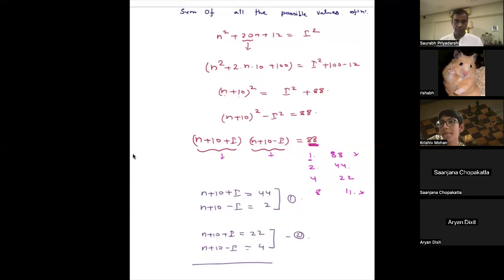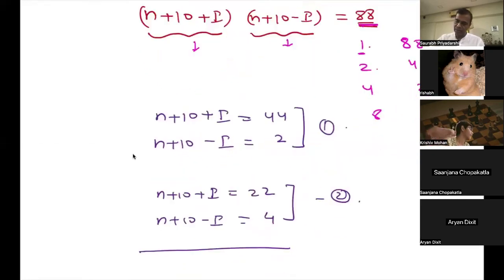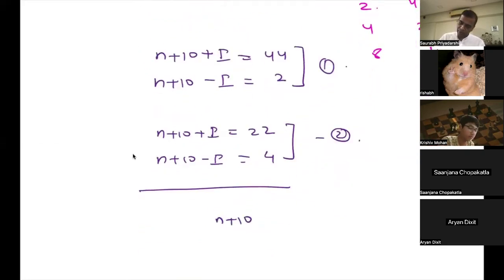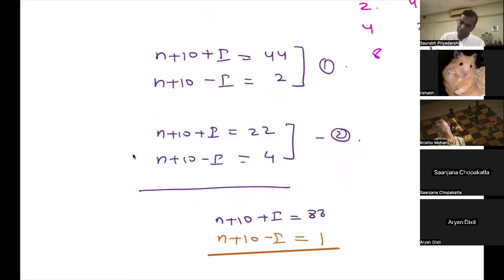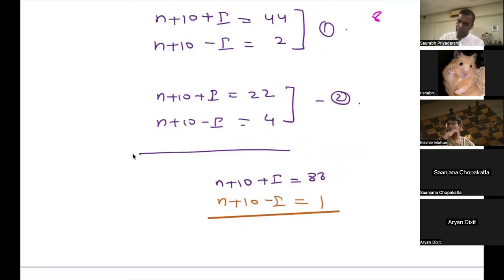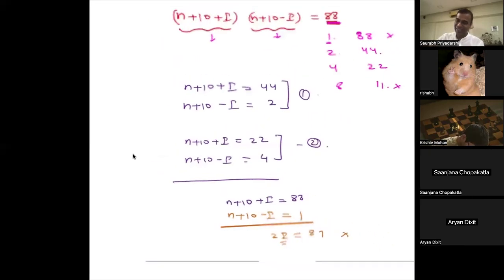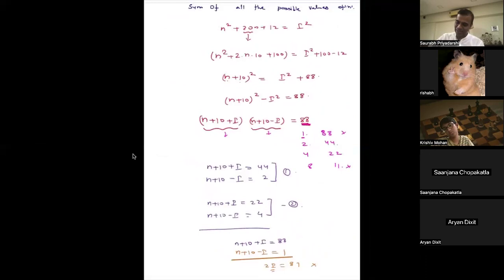If you take 88 and 1, then see. One number is 88, so obviously the larger one is n plus 10 plus I is 88, and the second is n plus 10 minus I is 1. If I add or subtract both numbers, what I'm getting is odd. So 2I is equal to odd. I is an integer, so it's not possible. So for odd, this is not possible.